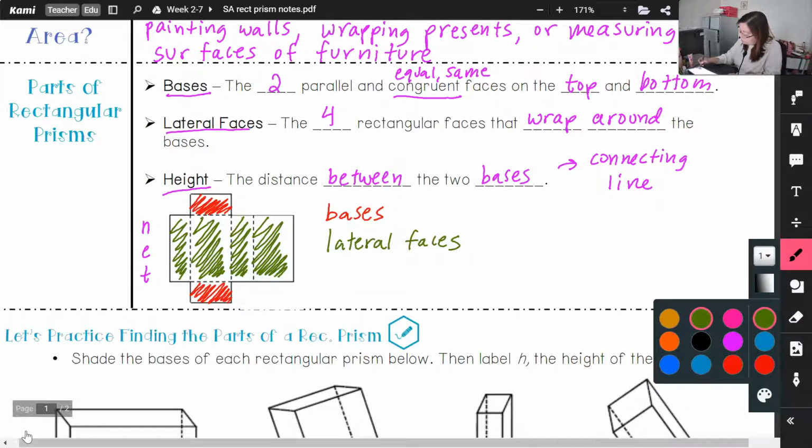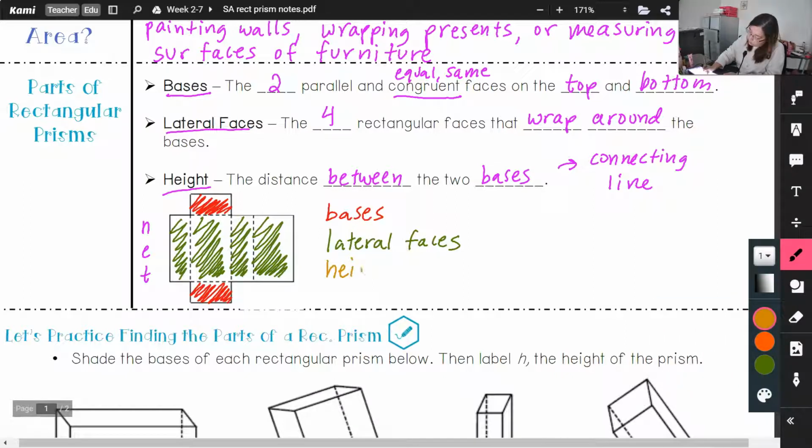Finally, we have the height, which I'm going to do in yellow. So the height, remember, connects the two bases together.